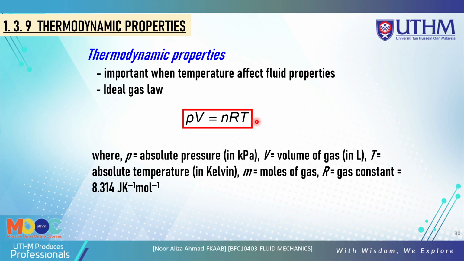Where P is the absolute pressure in kilopascal, V is the volume of gas in liter, T is the absolute temperature in Kelvin, and n is the mole of gas. Sorry, not M, n here. Just put the correct n here. n is the mole of the gas. R is the gas constant, which we use in this equation.